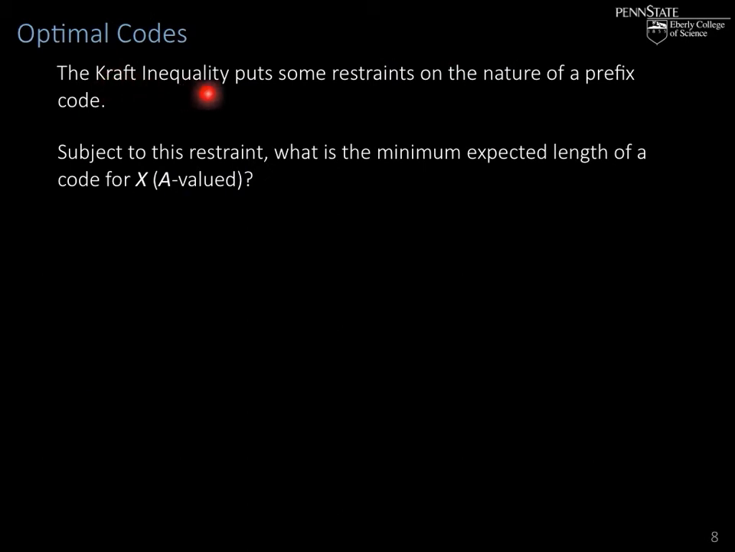So the Kraft inequality puts some restraints on the nature of a prefix code. We can only find a prefix code if the lengths that we are assigning to our code satisfy the Kraft inequality, right? So now, subject to this restraint, what is the minimum expected length of a code for our random variable X?